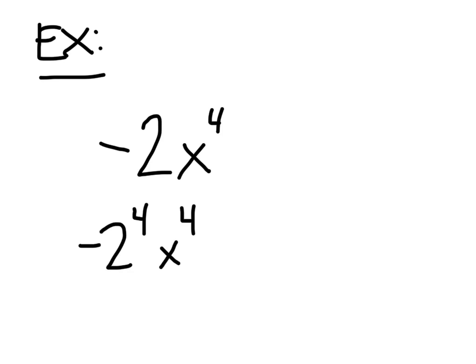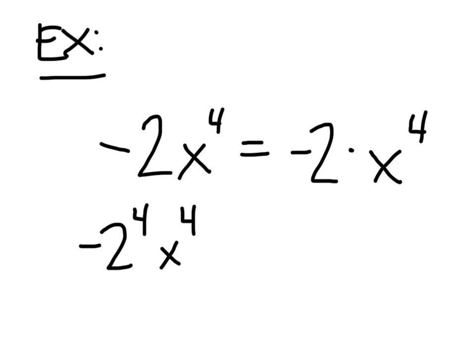Separate everything with multiplication if you need to. This would be negative 2 times x to the power of 4. The power of 4 is not for the negative 2. Good, because that's why we went over it. This is not correct. These two are not the same thing. These two are. They're equal.